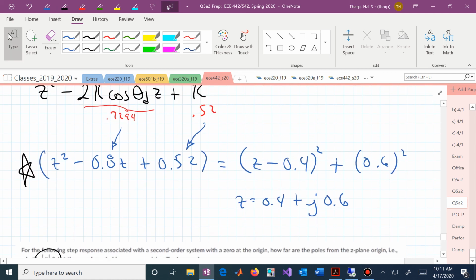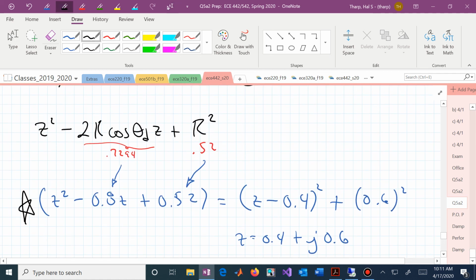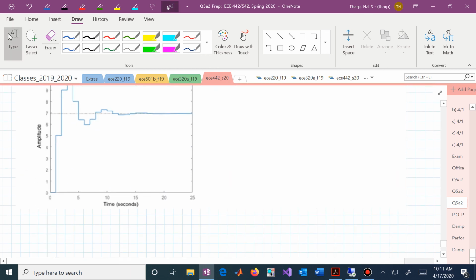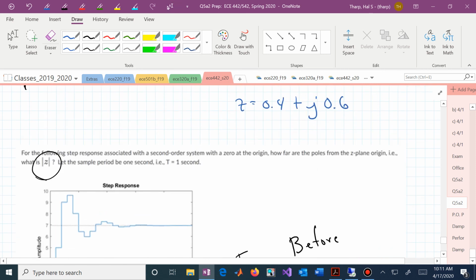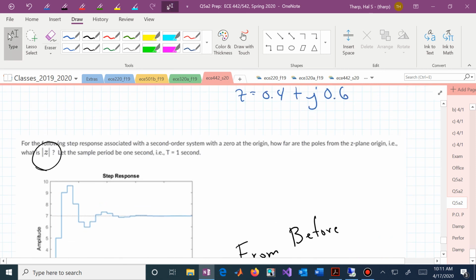Here is 0.52, that's r squared. So from previous, we now know that r squared is 0.52. R is now 0.72, and hopefully that was one of your answers to find the magnitude. How far are we away?